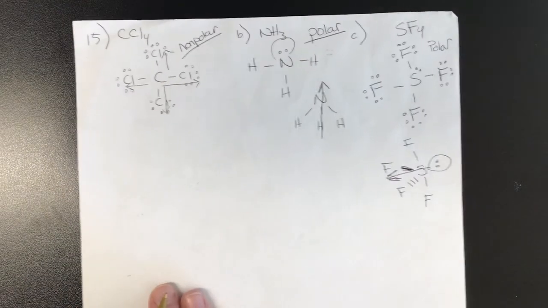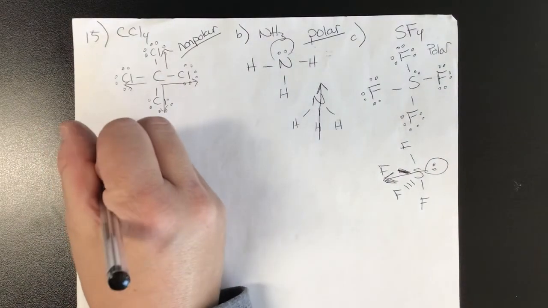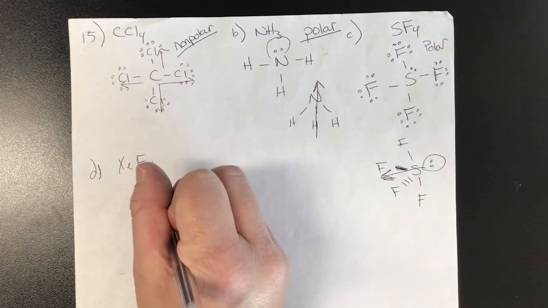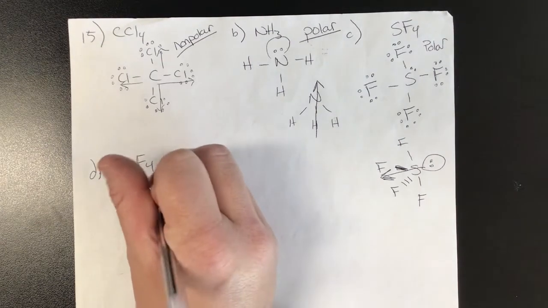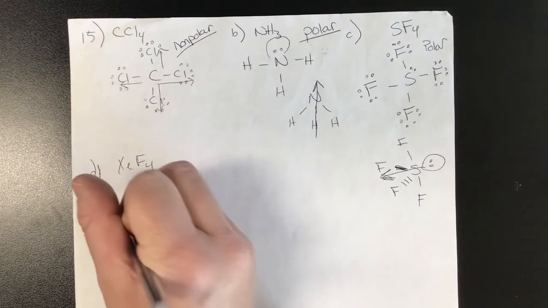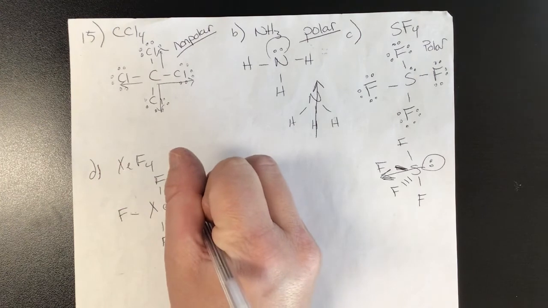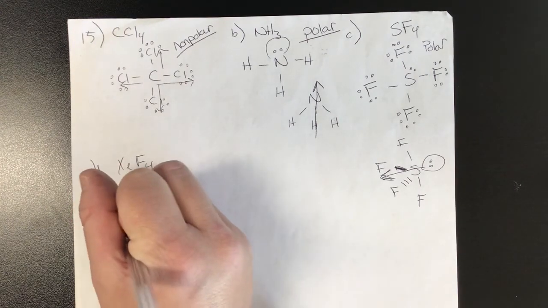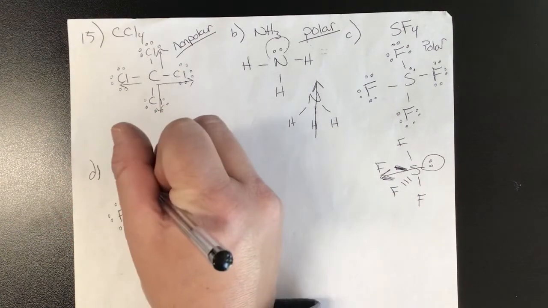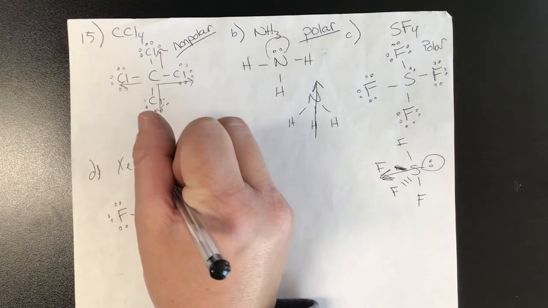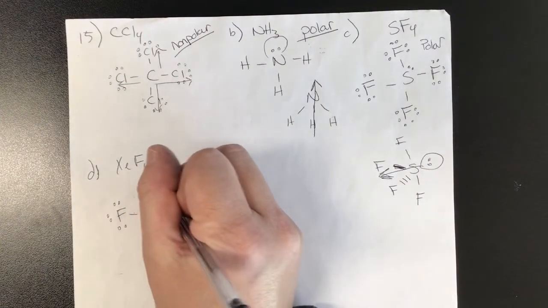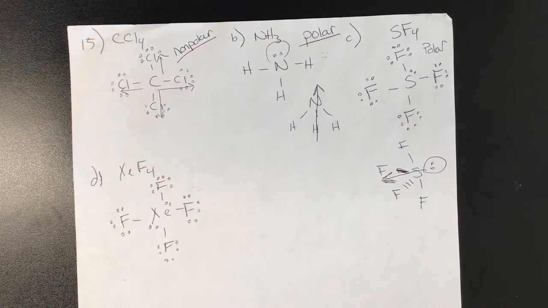Okay, now last one we have D. XeF4. So in this one, we have 4 fluorines around Xe. And we're going to get the lone pairs around fluorine, and then after we get done putting the lone pairs on, we're going to have 2 left over, 2 electrons, I'm sorry, not 2 electrons. We're going to have 4 electrons left over to make 2 lone pairs on the central atom. Okay. So this one is square planar.